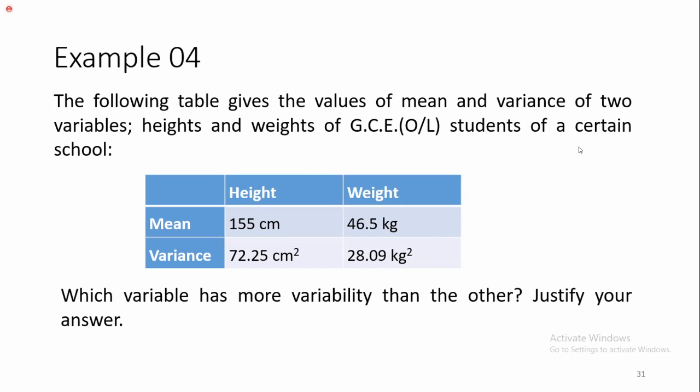155 centimeters, 72.25 square centimeters. Then the 46.5 kilograms, 28.09 kilograms. Right. Now tell me, what is the question? Which variable has more variability than the other? Okay, we need to find the variable which has more variability.